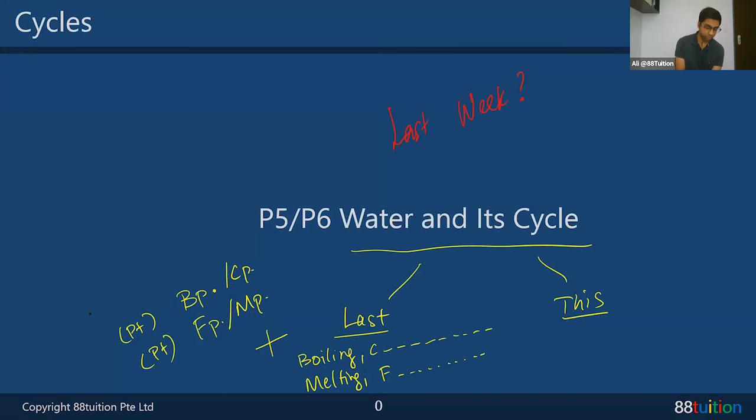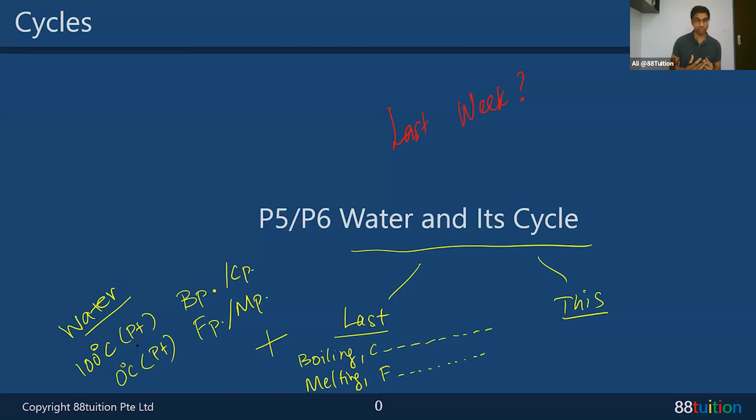The boiling point for water is 100 degrees Celsius, only for water. All other liquids and substances, no. For water, what is the freezing or melting point? 0 degrees.